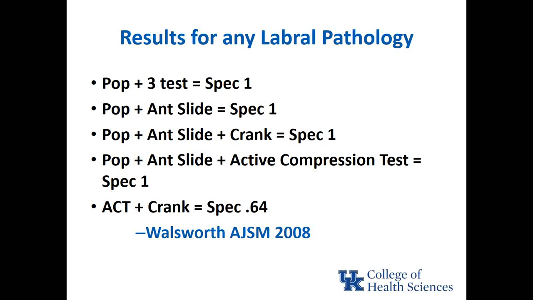Even if they had a pop plus one of the tests like the anterior slide, or two of the tests like the anterior slide and crank, they had really good specificity. So they were good for ruling in a labral tear. But without the history of the pop, just looking at two of the tests, the active compression and the crank, the specificity was about half. And so I think it's important to remember that the history the patient presents with for these labral pathologies is really important as you go through your assessment, as you do these combinations of tests.